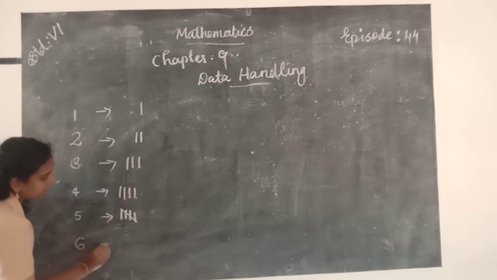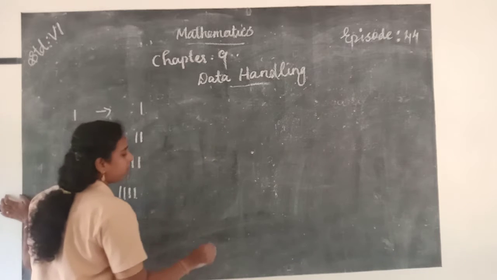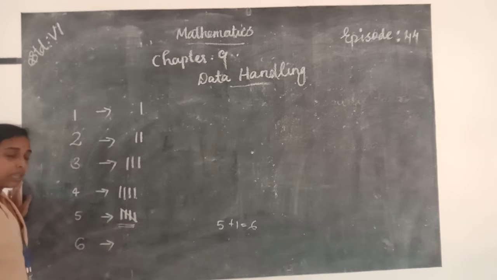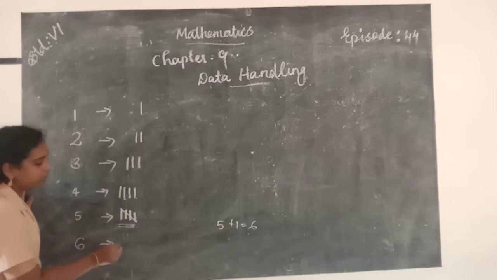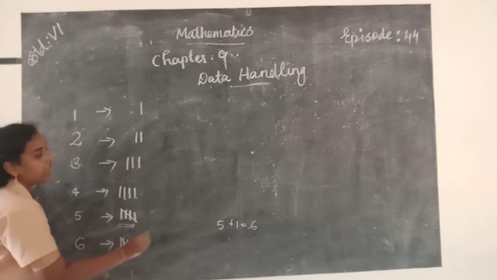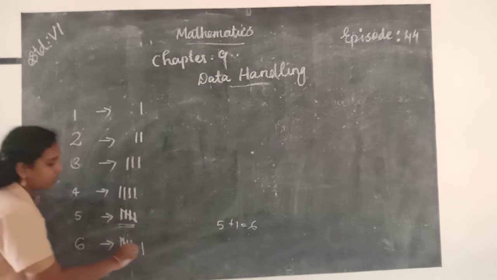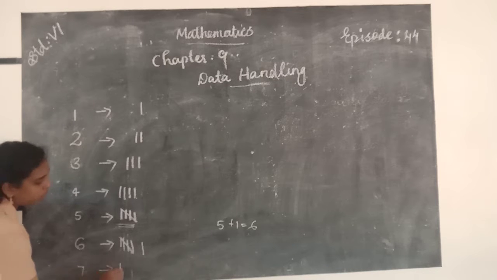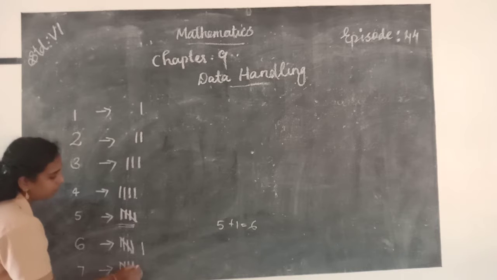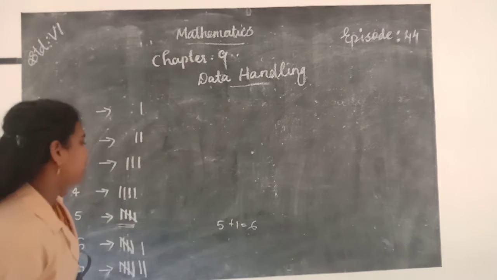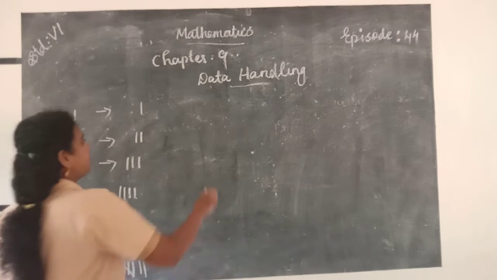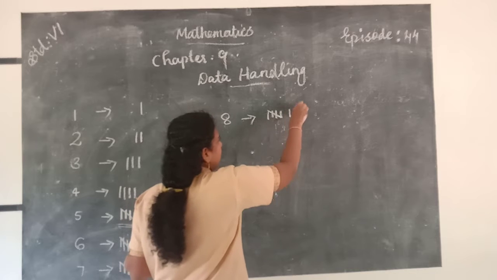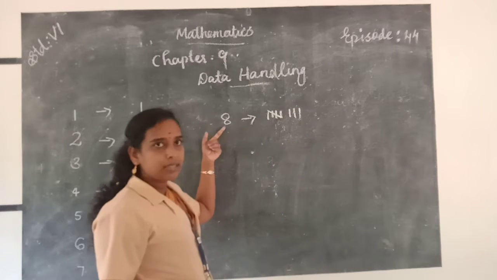For representing 6, we already know that 5 plus 1 is 6. So first you draw the tally mark that represents 5, 1, 2, 3, 4, 5, then draw one more vertical line for 6. For 7, 1, 2, 3, 4, 5, then 6, 7. Then 8 is 1, 2, 3, 4, 5, 6, 7, 8, that means 5 plus 3.